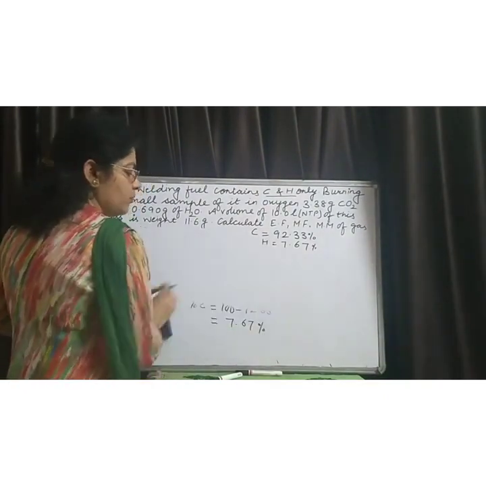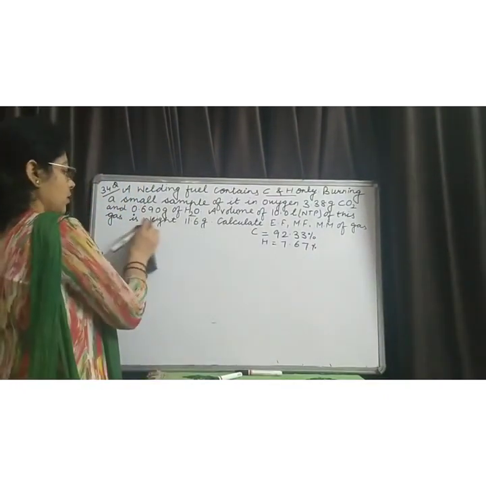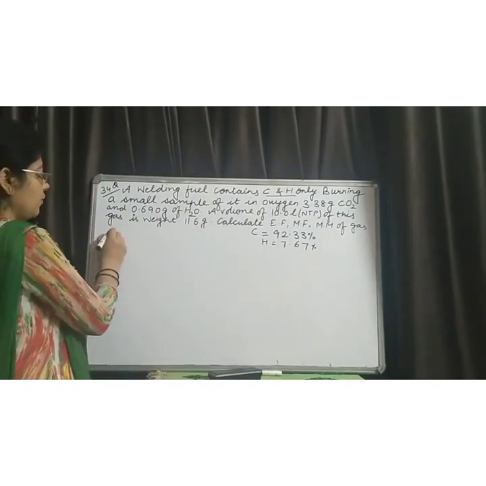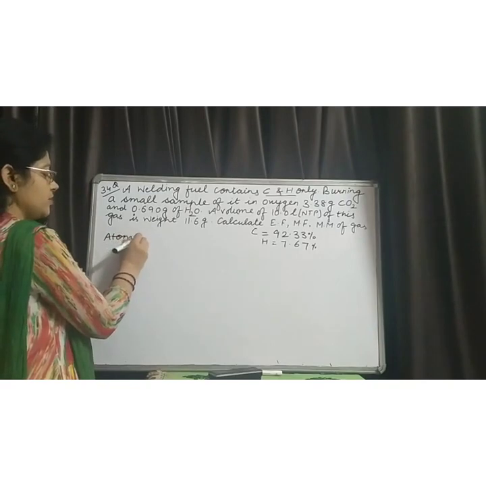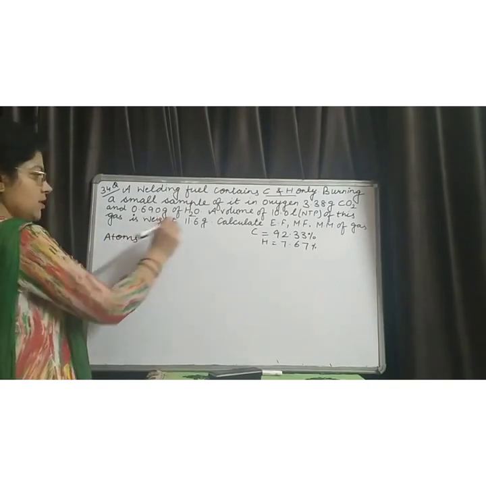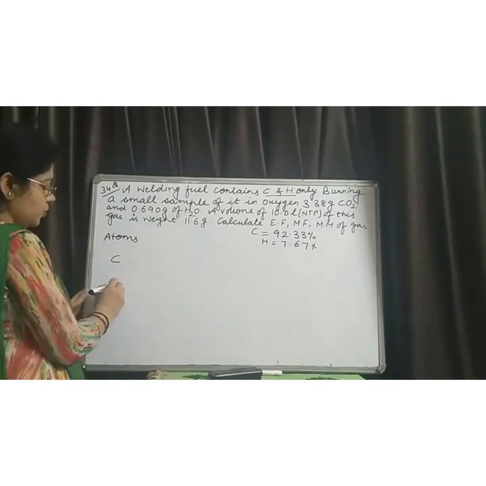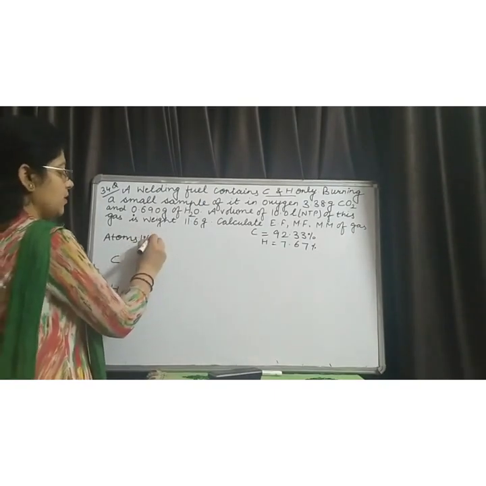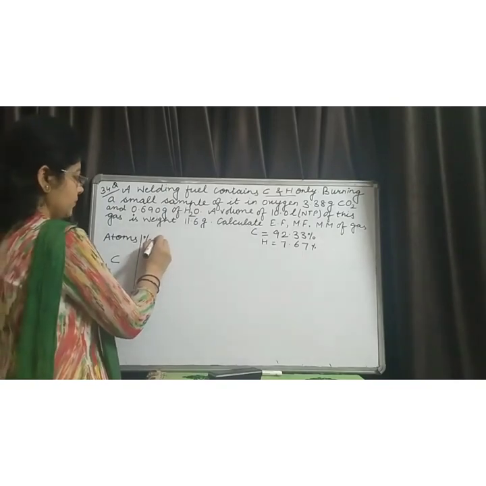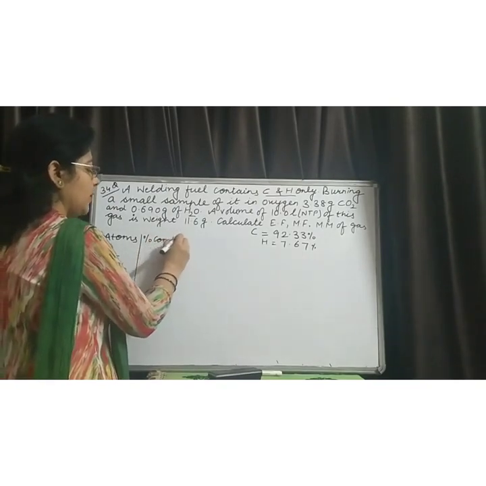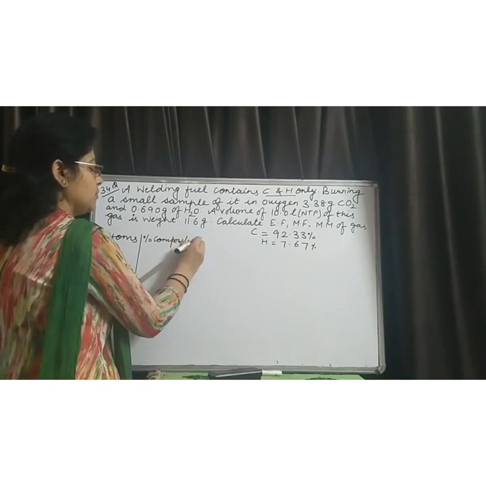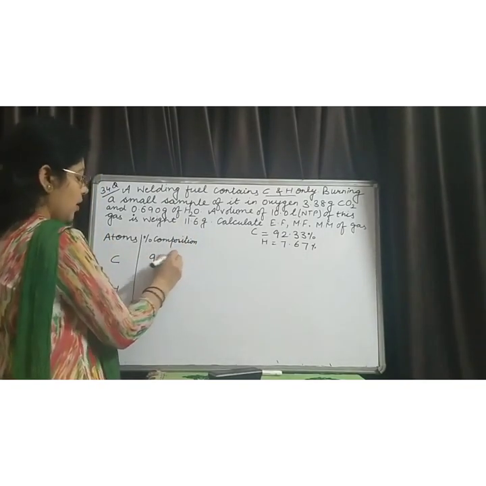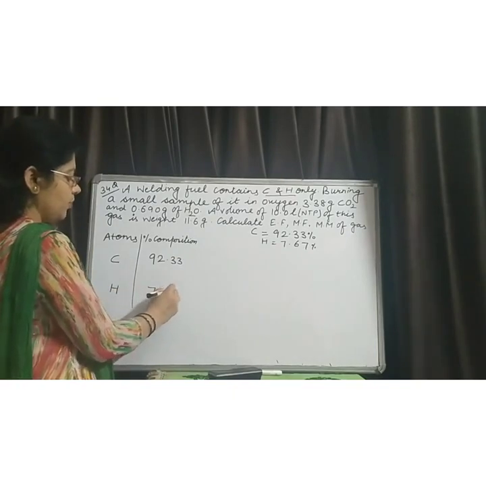Now we have to solve this question for the empirical formula. For the empirical formula, first of all, we write the atoms that are participating. In this compound, only 2 atoms are participating, that are carbon and hydrogen. Next, their percentage that is given to you, or you have already calculated. Percentage of carbon is 92.33 and percentage of hydrogen is 7.67.